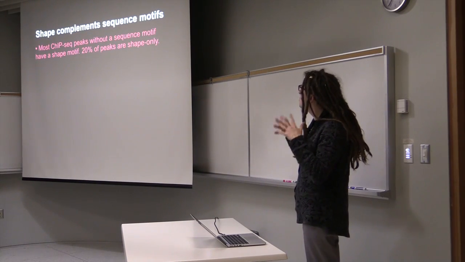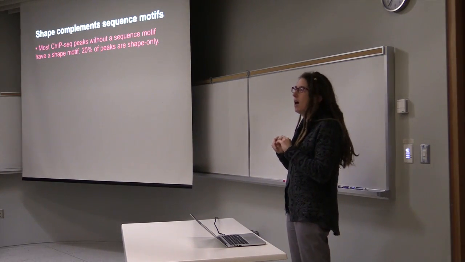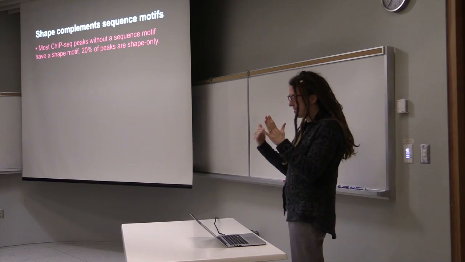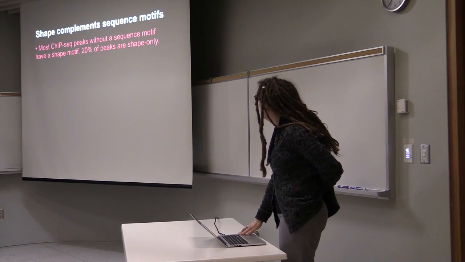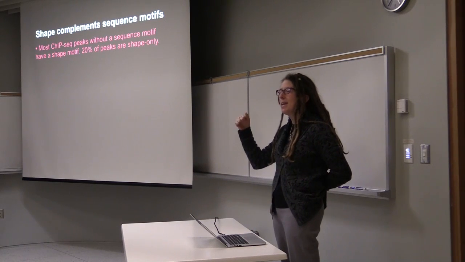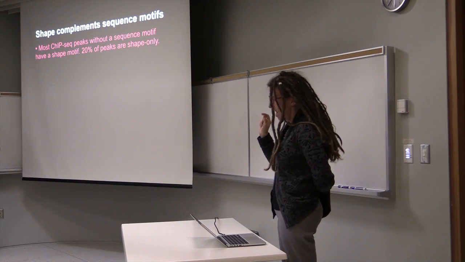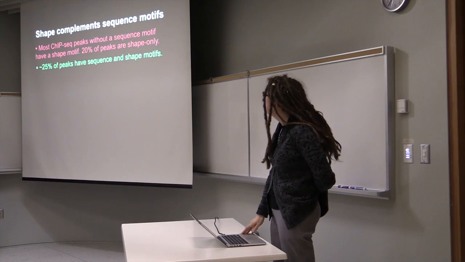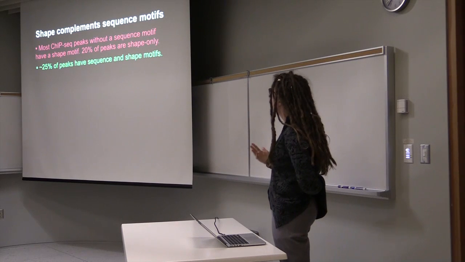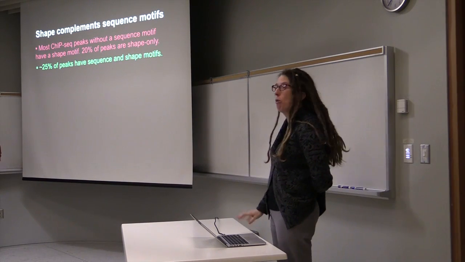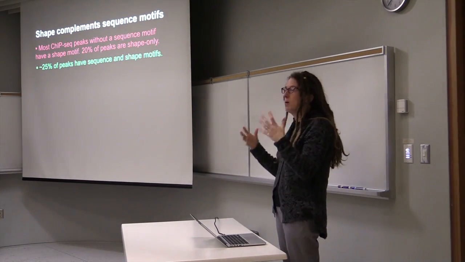And in fact, about 20% of all peaks, on average, are shape only. They have no sequence motif. Not a match to the PWM for that factor itself, and not a match to any other transcription factor's motif. What is perhaps even more interesting is to look at the cases where a binding event, a ChIP-seq peak, contains a shape and a sequence motif. So about 25% on average of peaks for these 110 ENCODE transcription factors have both. And so the question is, are they the same? Are they overlapping? Are they nearby each other? What's the relationship between them?